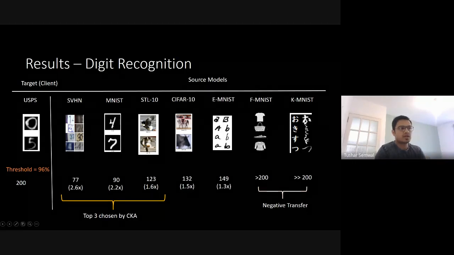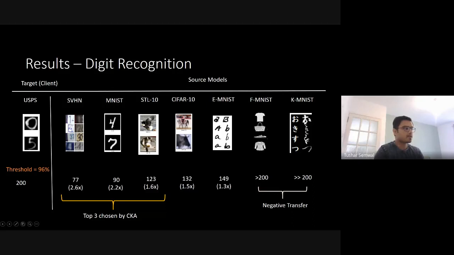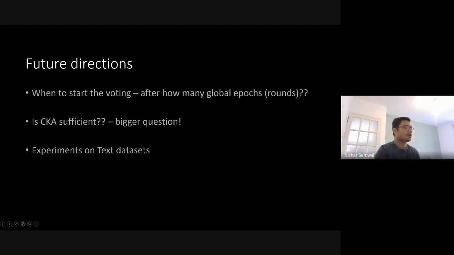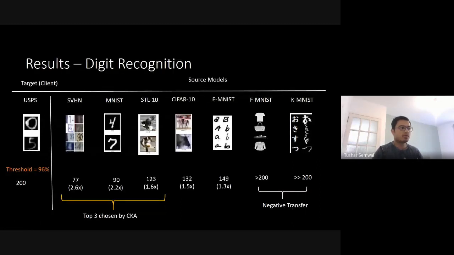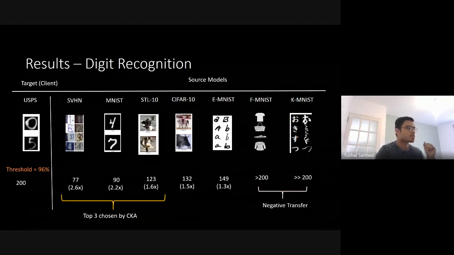But the last two, the Fashion MNIST and the Kanji MNIST, which were, as expected, very different from USPS, gave a negative transfer. So our hypothesis, that using CKA to select a model and then transferring it to the target leads to an increase in performance, was verified with these experiments.